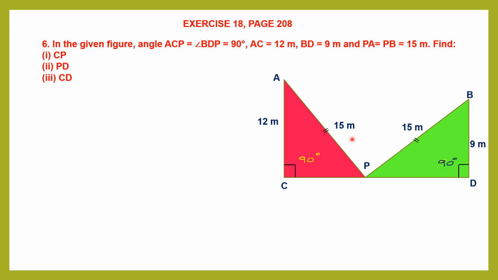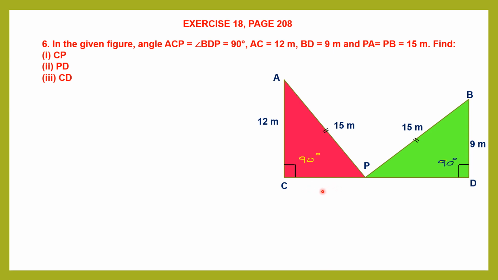Now what are we asked to find? We are asked to find first CP. Now where is CP? CP is here. So we are asked to find CP. So that means we're only going to look at this red triangle now, in which one measurement is given, one more measurement is given, and we have to find the measurement of the third side.